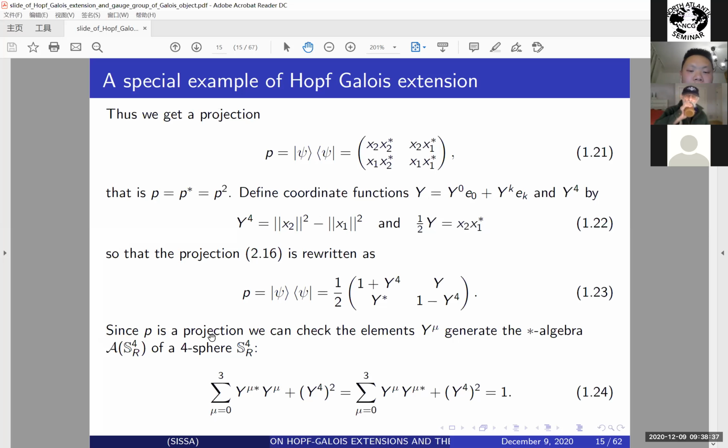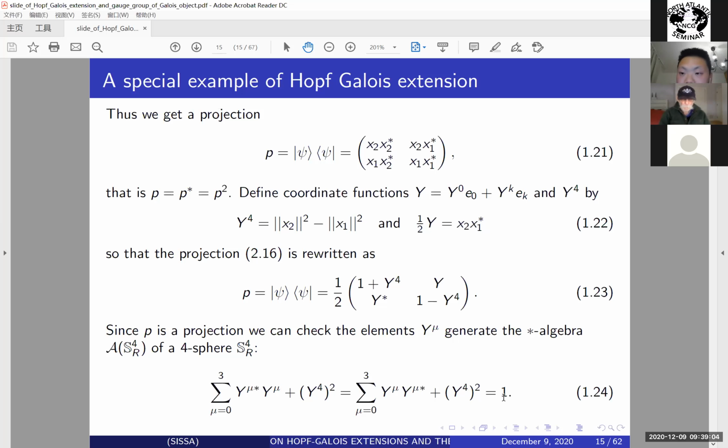Since p is a projection, we can check that the y mu generate a star algebra of the S4 sphere in the sense of 1.24. That means the norm square of y is equal to 1. More explicitly, we have the sum of y mu star y mu plus y4 square equal to 1, and also y mu times y mu star plus y4 square equal to 1.